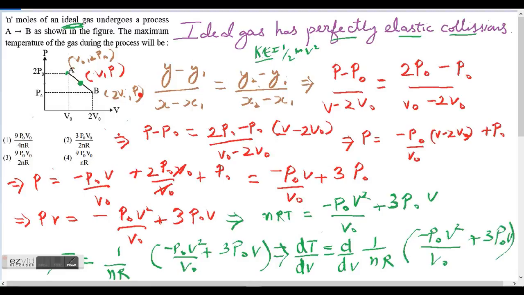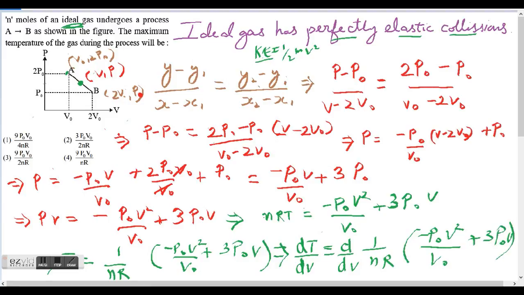Today I have another JEE problem from JEE Main 2016 and a really neat solution. Question number 9 of Code E Physics. N moles of an ideal gas undergoes a process A to B as shown in the figure. The maximum temperature of gas during the process will be. And then there is a graph. On the x-axis is V, volume, and y has P, pressure.